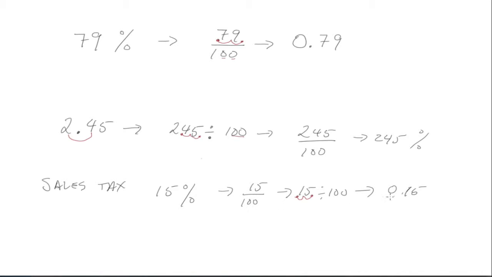So all these things are equal to each other, which means in the end, we start with 15%. In the end, we get 0.15. 15% is the same thing as 0.15. So if at any point I need to multiply 15% to something, it's the same thing as multiplying 0.15.